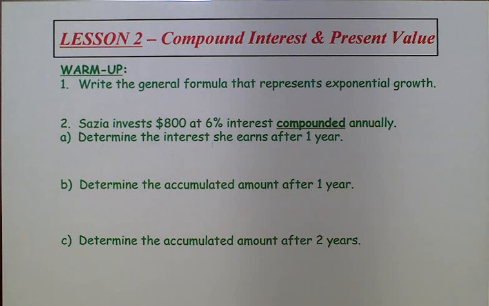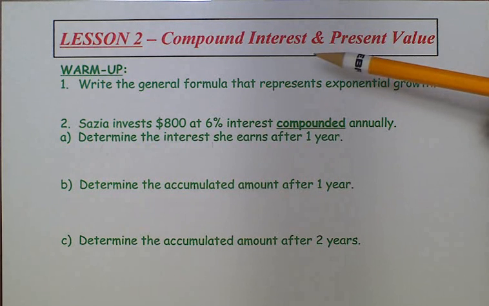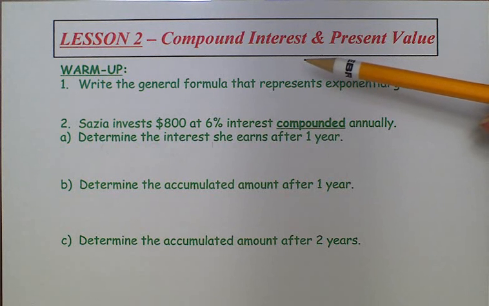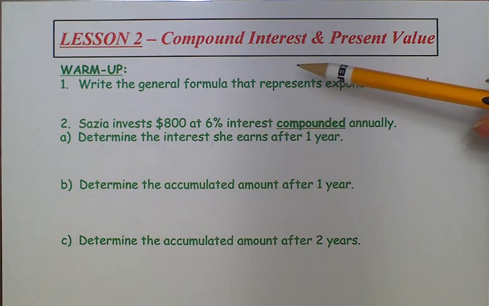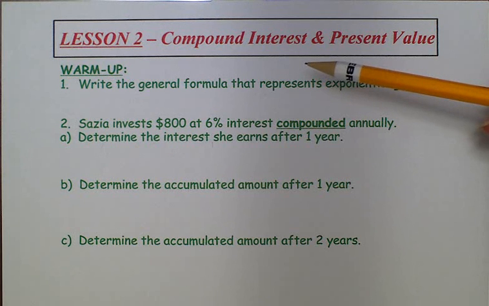Lesson 2 looks at compound interest and present value, and it's a little bit different than what you saw in lesson 1. Lesson 1 looked only at simple interest, and simple interest means that you are only earning interest on the principal amount that you invested. Whereas in compound interest, you actually end up earning more interest over time, and the reason for that is because you earn interest on the principal amount that you invest, as well as any interest that you've accumulated over time as well. So basically in compound interest, you get to earn interest on interest.